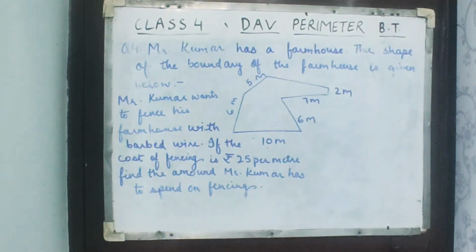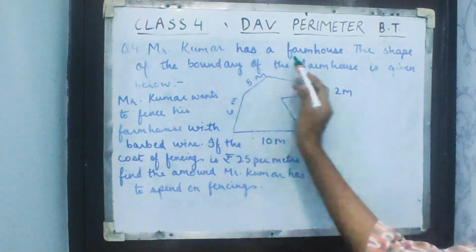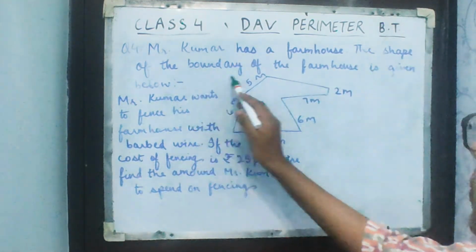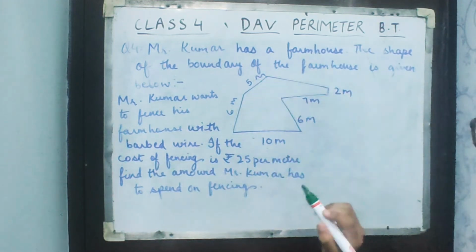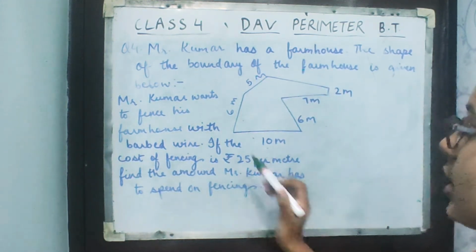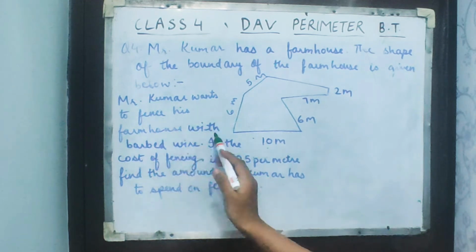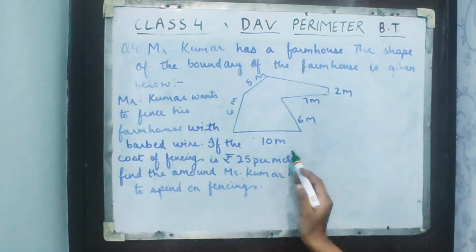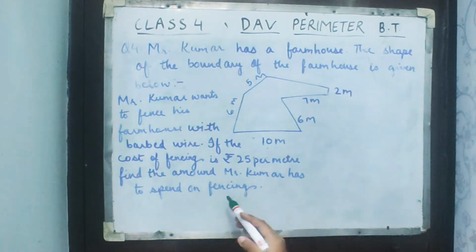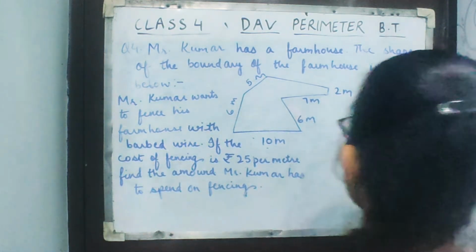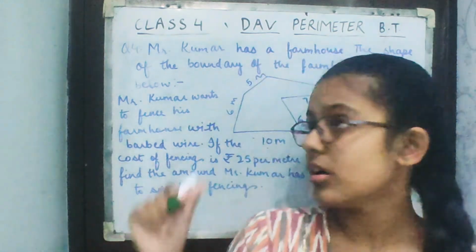Now coming to our 4th question: Mr. Kumar has a farmhouse. The shape of the boundary of the farmhouse is given below. Mr. Kumar wants to fence his farmhouse with barbed wire. If the cost of fencing is 25 rupees per meter, find the amount Mr. Kumar has to spend on fencing. So this is a farmhouse.